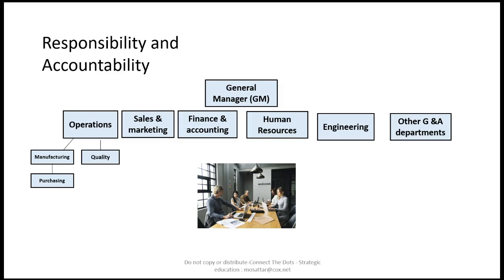But overall, what is important when you're looking at the organization is thinking in terms of the value chain. So in this example, what I am using is based on the Gen Inc. case study that you are following through the class, part A, part B, and so on. The organization structure has operations because it has an element of manufacturing; manufacturing, purchasing, and quality typically will fall under operations. Then you have sales and marketing, finance, HR, engineering, and other G&A functions.